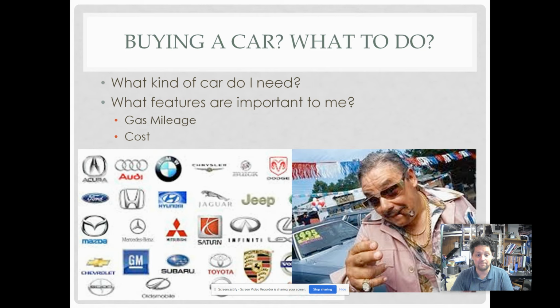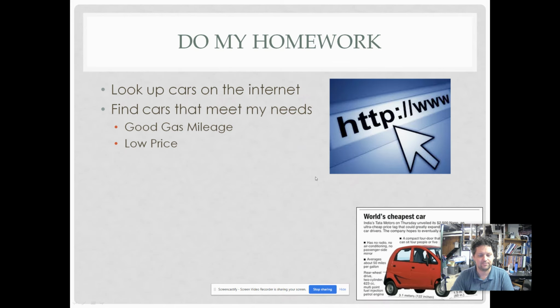The first thing I'm going to do is go and research those questions, right? What kind of cars are there that fit my needs? What have people said about different cars? Maybe there's a certain car that I really want, but it has terrible reviews. Maybe I should go do that research and find out. And then find some that meet my needs, right? So I have a short list.